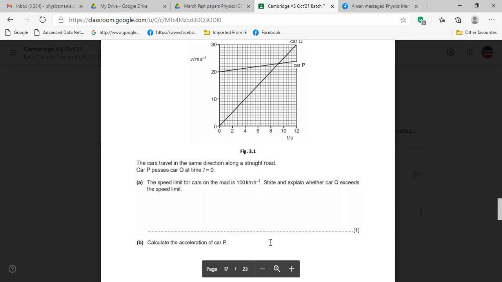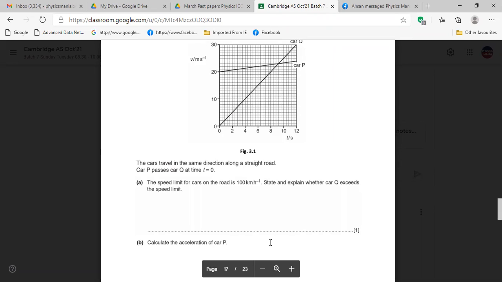Listen, it is A level, right? It's not O level. Sir, 1 by 3. Or you don't have decimal points in your calculator? Never say a fraction. 24 minus 20 divided by 12. Yes, sir, I get 1 by 3, 0.33 meter per second square.